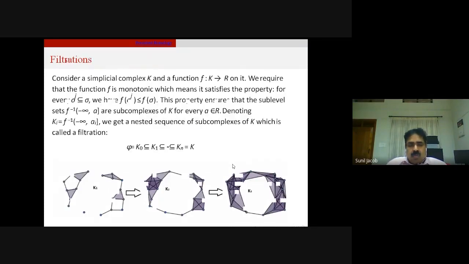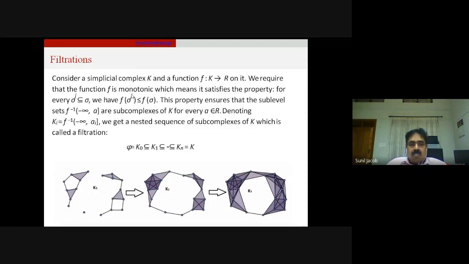This is what I told you, how the sequence of filtrations comes. When you vary the filtration parameter, you will get different simplicial complexes K1, K2, etc. In the earlier mapping we have seen the sequence of homology groups. Here these will be nothing but these simplicial complexes, given like this.